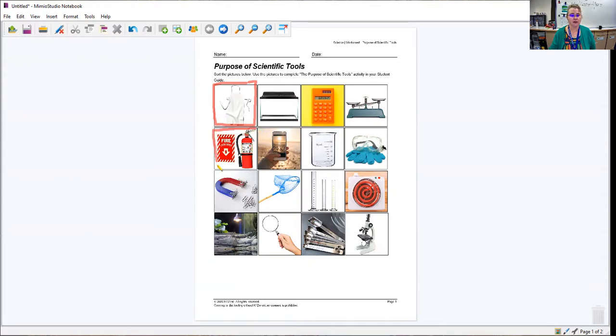Also, the fire extinguisher would be considered a safety tool. If you're using a Bunsen burner or something like that, or you're heating something up, just in case something catches fire, you would always have that fire extinguisher. So let's look at these other items.